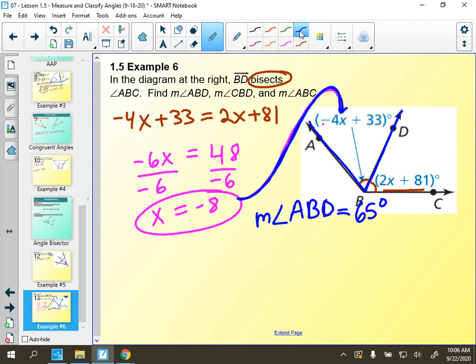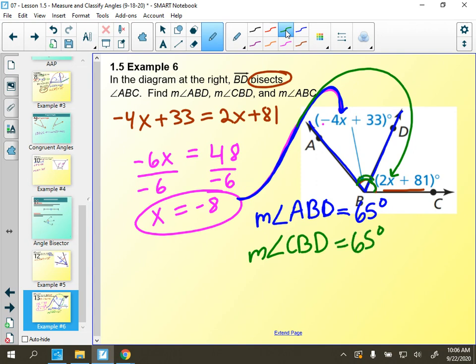Now I should be able to, without even plugging in, know what the measure of angle CBD is, because these should be the same. Now, I am going to confirm it. I want to make sure, if this is my work and I made a mistake. So I'm going to go 2 times negative 8, which is a little bit weird there. And you're like, oh, negative 8, is this going to work out? But then what are we doing? We're adding 81 to that. So absolutely, it does work out to 65. So that's what we expected to happen, that these would be the same.